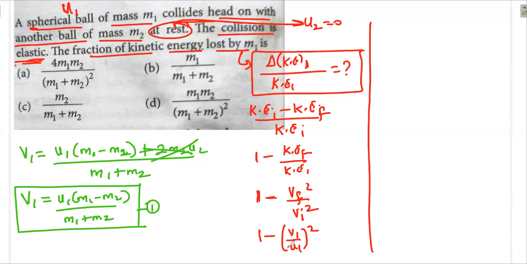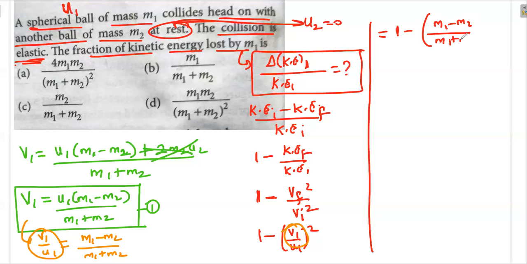If you look at only the inside term, rearrange it: v1 by u1 will be equal to m1 minus m2 by m1 plus m2, which is this term. Substituting it, that's the answer I want. So what I am supposed to find is 1 minus (m1 minus m2 by m1 plus m2) the whole squared. Obviously after this we have to do some algebra.